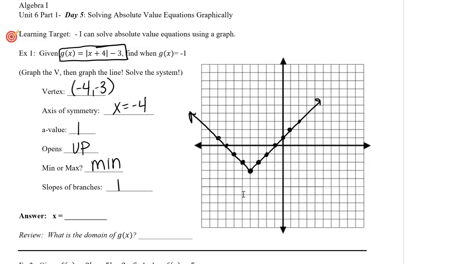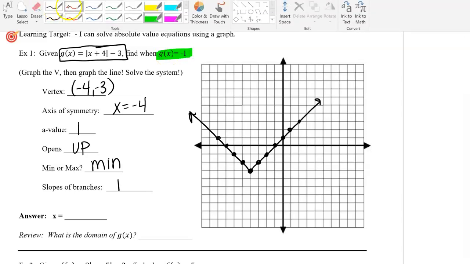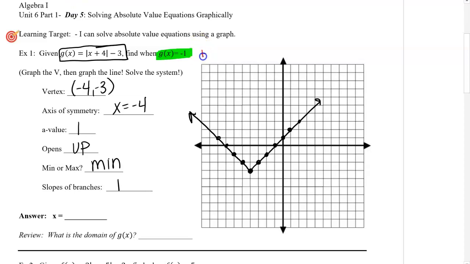So I've already plotted the first graph for you. So they gave us a graph. I used the vertex and the slope of the branches to graph the absolute value function. Then they're asking me, where does the absolute value function equal -1? G of x equals -1 is just a horizontal line. So we are going to graph a horizontal line at -1. That would go from -1 here straight across where all the y values are -1.